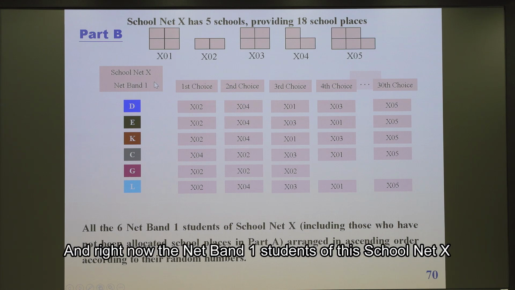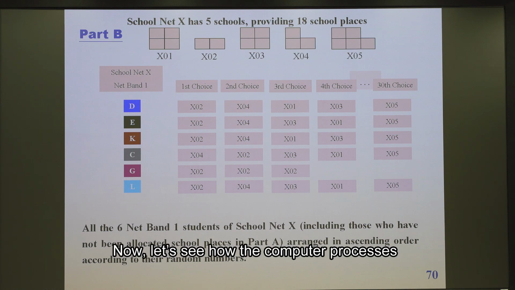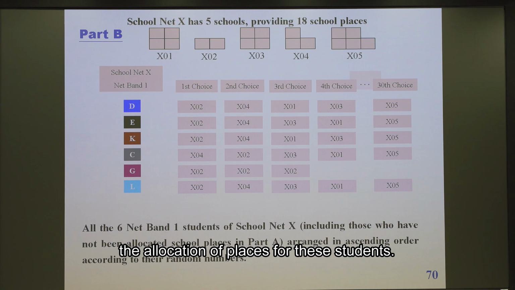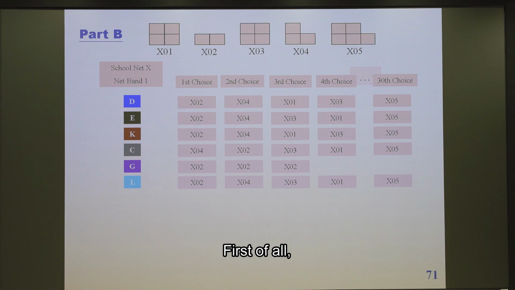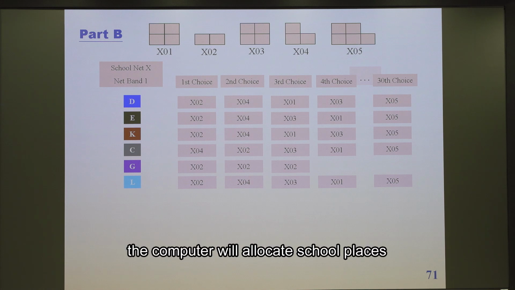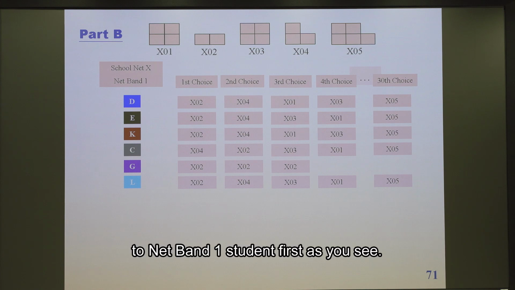And right now, the net band 1 of this SchoolNet X is allocated for the school places. Now, let's see how the computer processes these students' allocation of places. First of all, the computer will allocate school places to net band 1 students first.